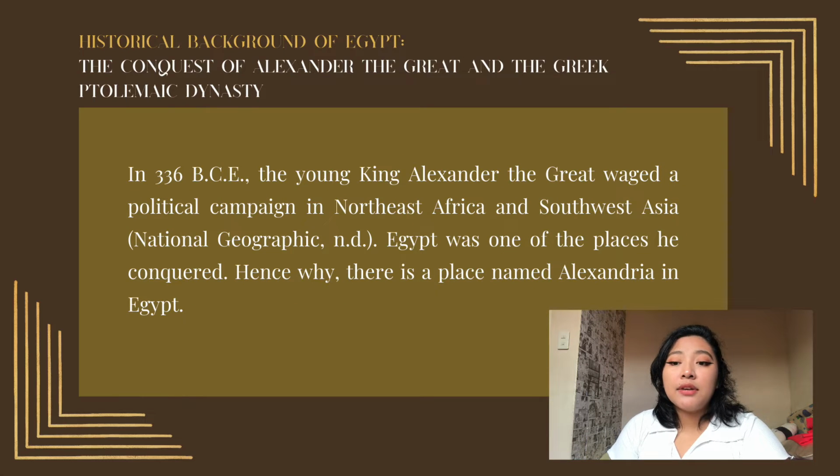Next, we have the conquest of Alexander the Great and the Greek Ptolemaic dynasty. In 336 BCE, the young king Alexander the Great waged a political campaign in northeastern Africa and southwest Asia. Egypt was one of the places he conquered, hence why there is a place named Alexandria in Egypt. This place is named after Alexander the Great.